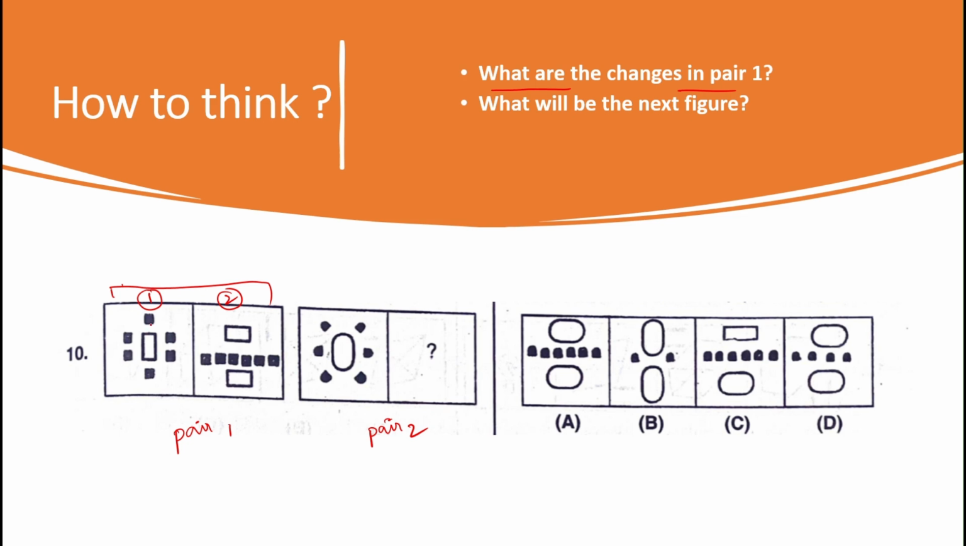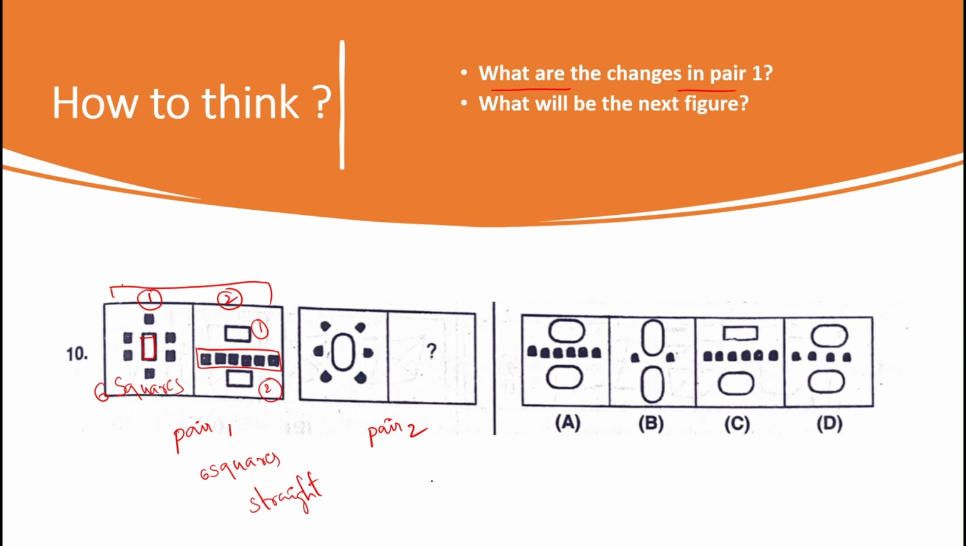So check here what things are there in the first figure. Here we can see 6 squares, right? So we have 6 squares and 1 rectangle. How did these things change in the second figure? We have the same 6 squares but in a straight line. And how did this one rectangle change? This one rectangle became 2 rectangles. One is at the top, another one is at the bottom.